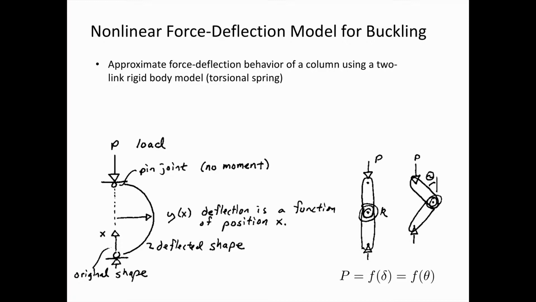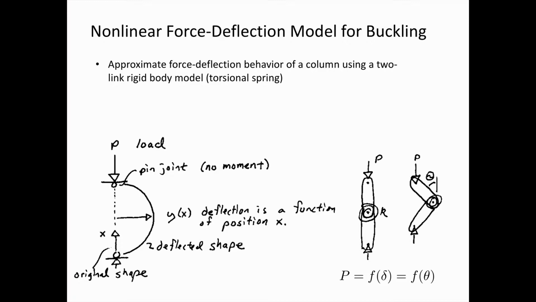So what we did was approximate the force deflection behavior of a column in compression using a two-link rigid body model. So we had two links in series, connected with a revolute joint, and at that center revolute joint is a torsional spring with a linear stiffness of K. And we assume if it's deflected just a little bit to the side and we start to compress it, then we're going to have an applied moment that compresses the spring, but the spring resists.